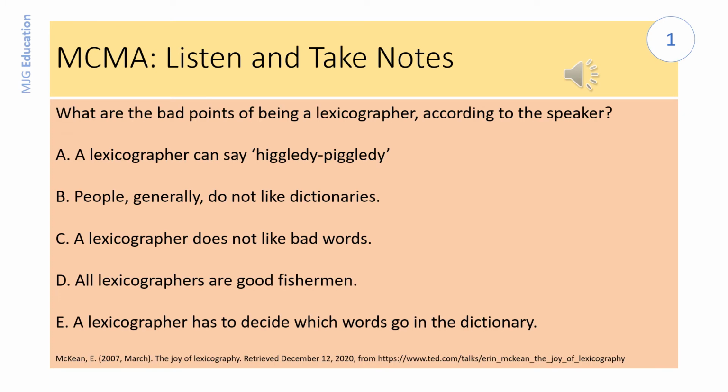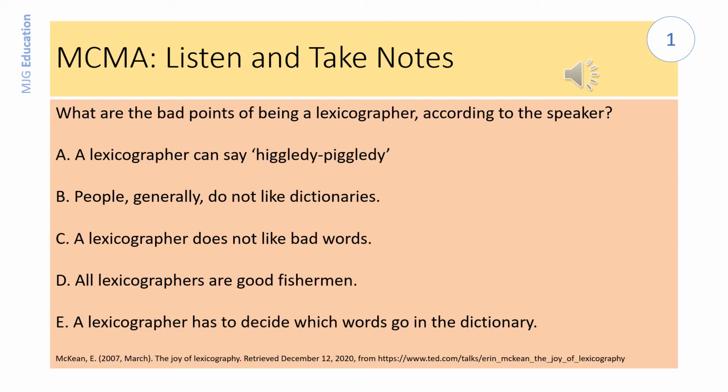Now, one of the perks of being a lexicographer is that you get to say really fun words like lexicographical. Lexicographical has this great pattern. It's called a double dactyl. And just by saying double dactyl, I've sent the geek needle all the way into the red. But lexicographical is the same pattern as higgledy-piggledy, right? It's a fun word to say, and I get to say it a lot.